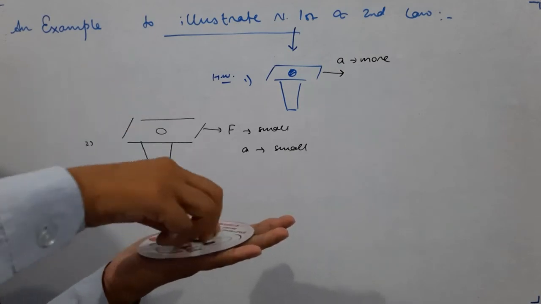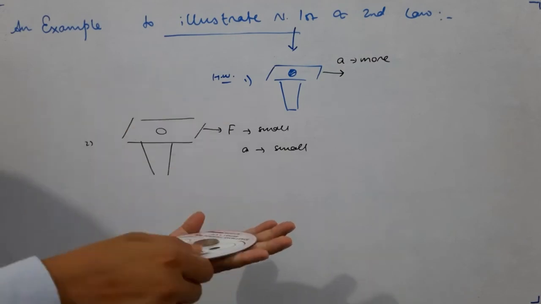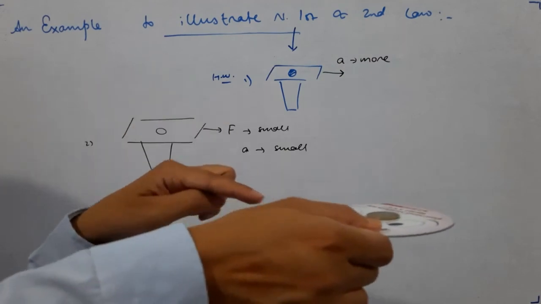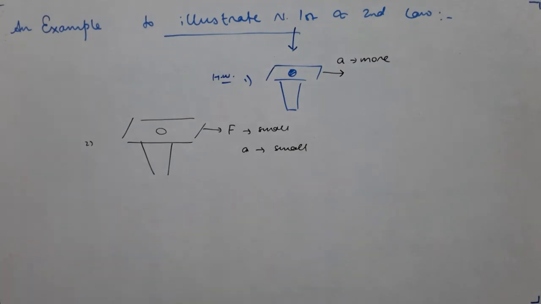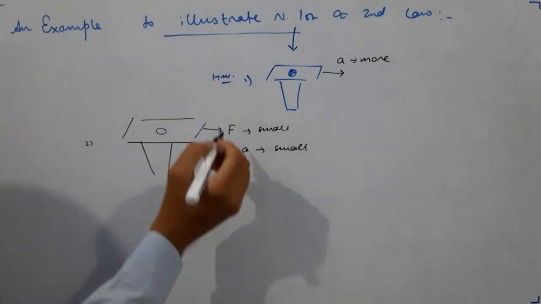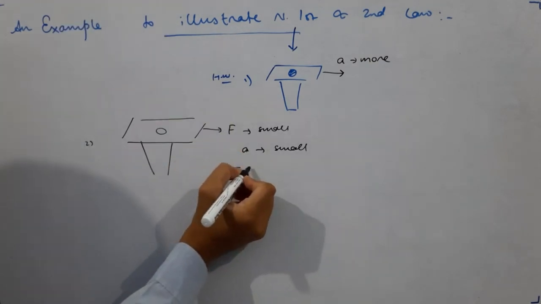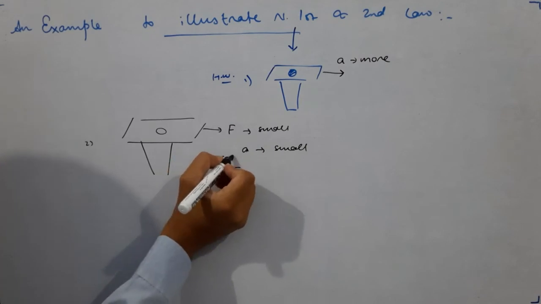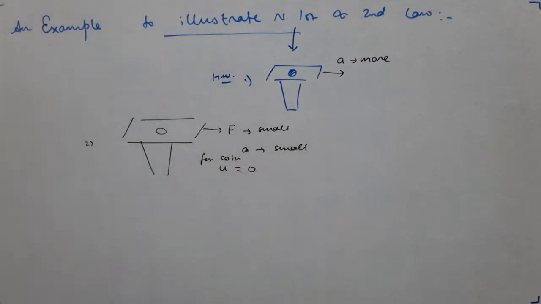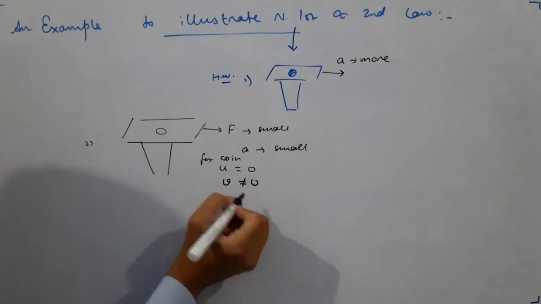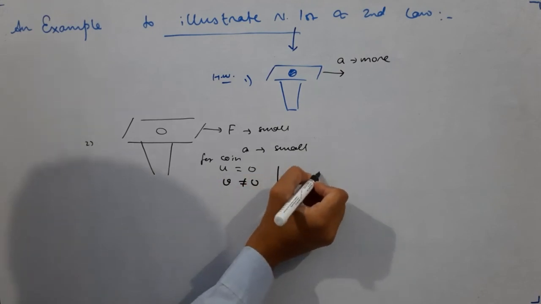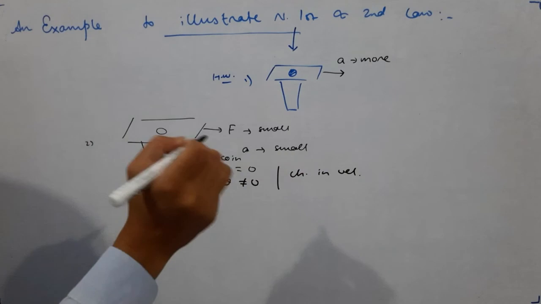Question number 1. Initially the coin was at rest, but afterward is it at rest? No. That means there is some change in its velocity. Do you agree with this? I hope so. So here what did we observe? Please listen very carefully. For the coin, initial velocity was how much? 0. But its final velocity is not 0. That means there is some change in velocity for the coin.